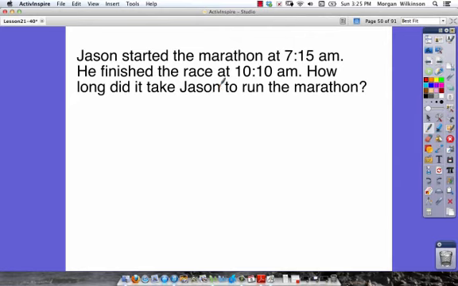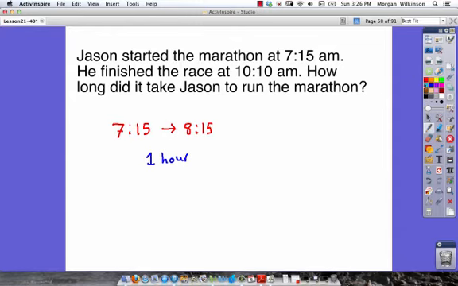Jason started the marathon at 7:15 a.m. He finished the race at 10:10 a.m. How long did it take Jason to run the marathon? So in this question, we're looking at elapsed time. And when we're looking at elapsed time, it can be tricky because there's only 60 minutes in an hour. So what we're going to do, we're going to say from 7:15 to 8:15. That was the beginning stages of the race. From 7:15 to 8:15, that's 1 hour. So Jason's been out there running for 1 hour so far.